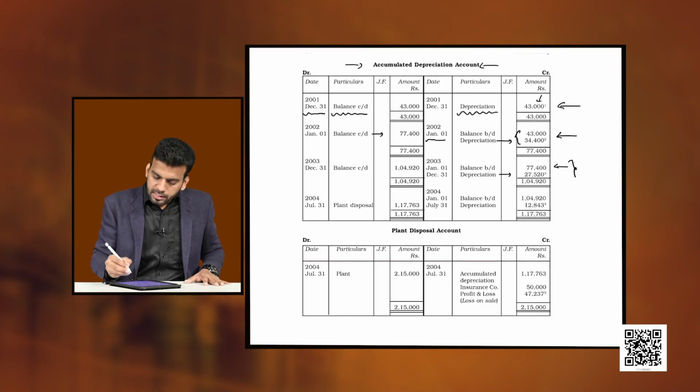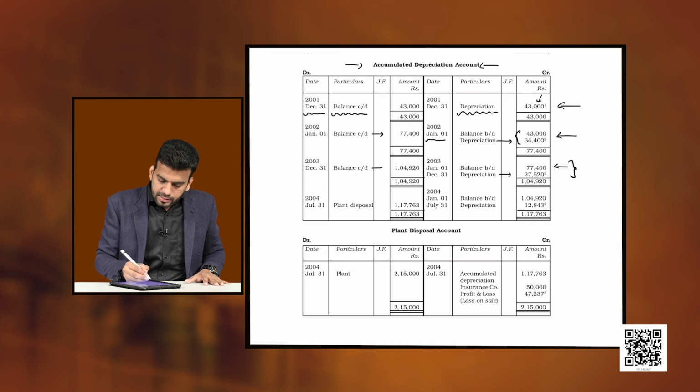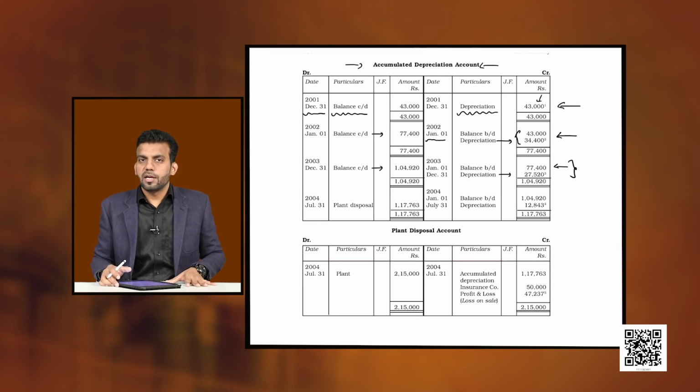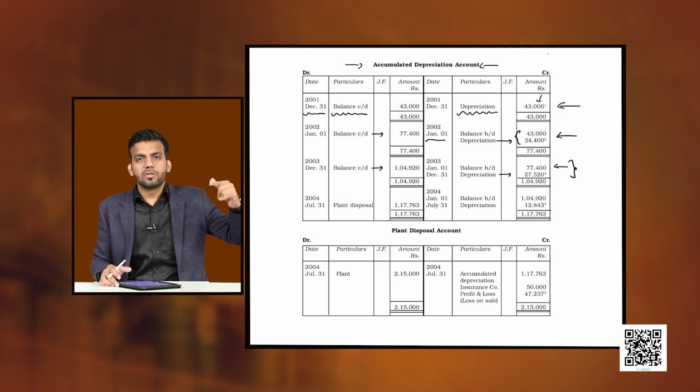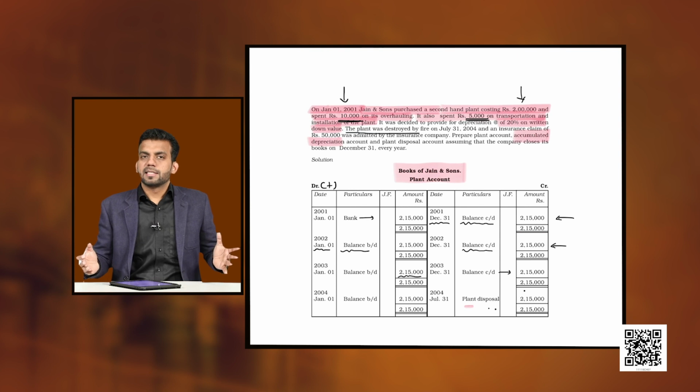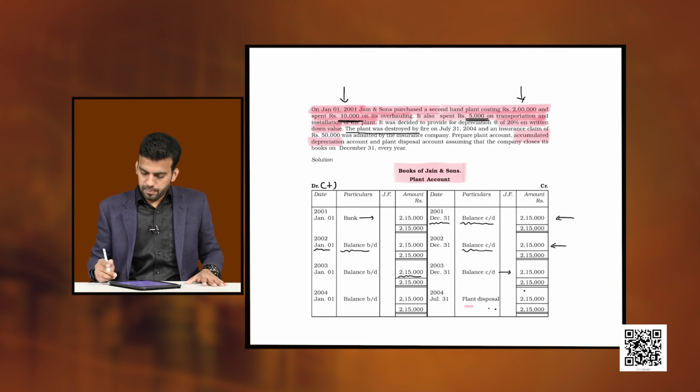method. And now we'll add these two figures, which will give me 1,04,920, and this is the accumulated depreciation for 3 years on the machine bought on 1st January of the year before last. Okay, students? And what would I do to the machine account, the plant account? The plant is going to remain the same, 2,15,000.